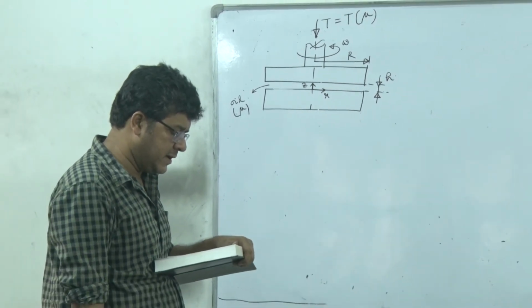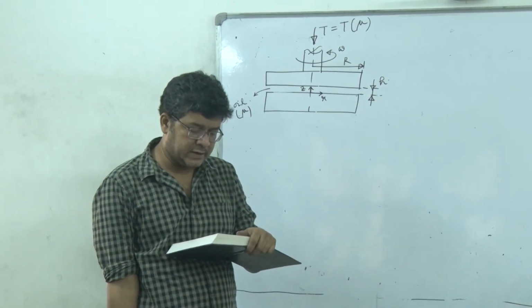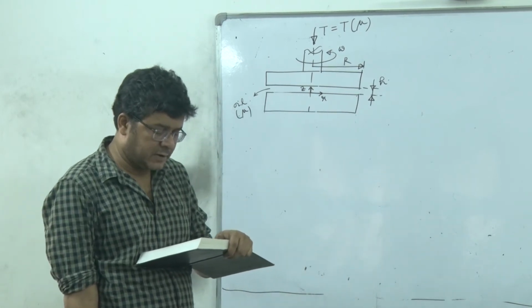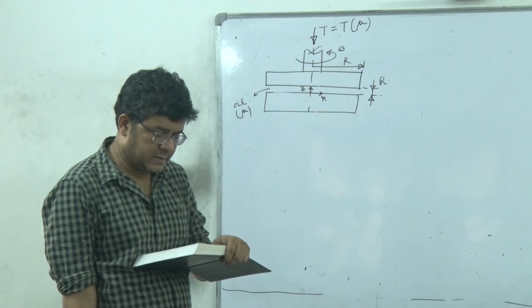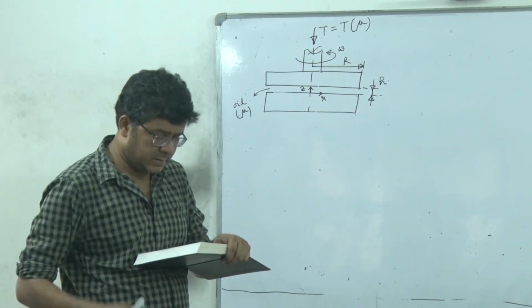The viscosity of the liquid in the gap is to be calculated from the measurement of torque needed to turn the upper disc steady. Obtain an algebraic expression for the torque needed to turn the disc. Yeah, that's all.